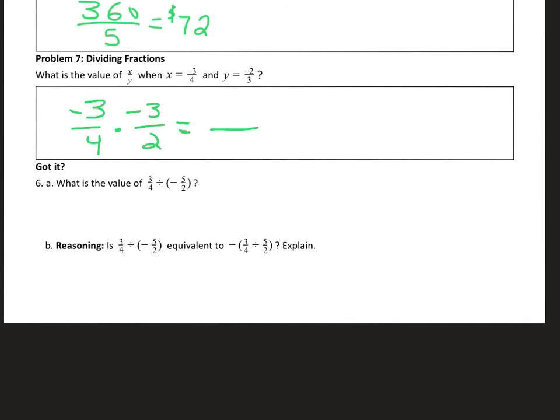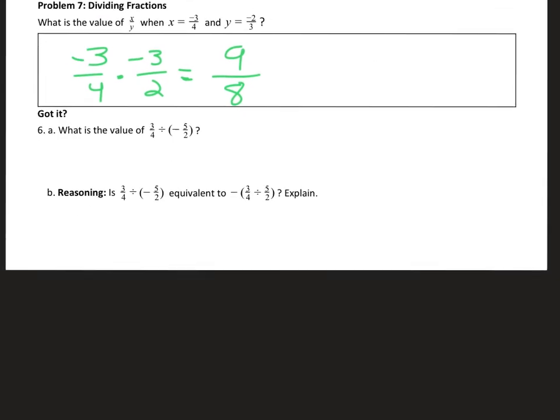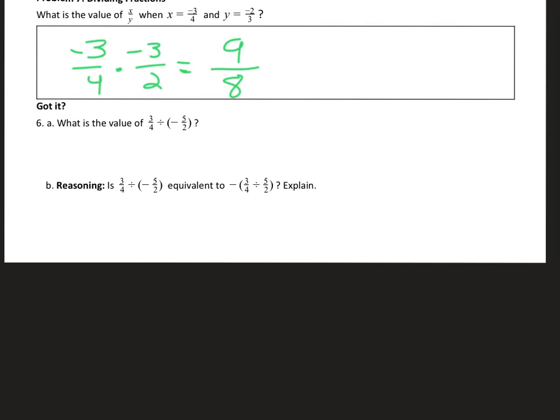And we know how to multiply fractions. We practiced that before. 3 times 3 is 9. 4 times 2 is 8. So 9/8. Pretty straightforward, all right? So I'd like you guys to try the next 2. Pause the video, check with me, and I'll give you your further instructions.